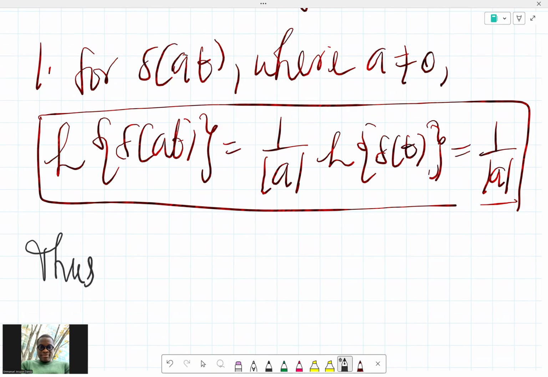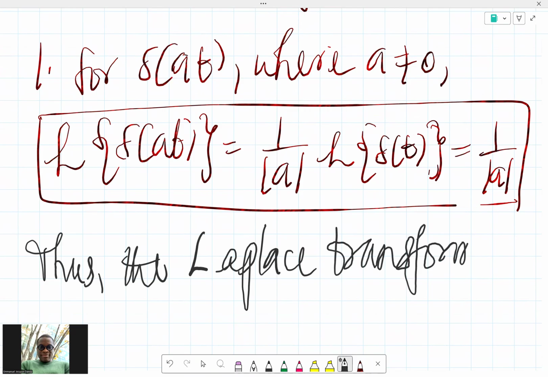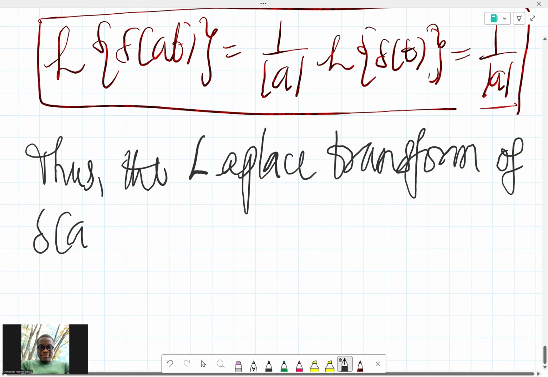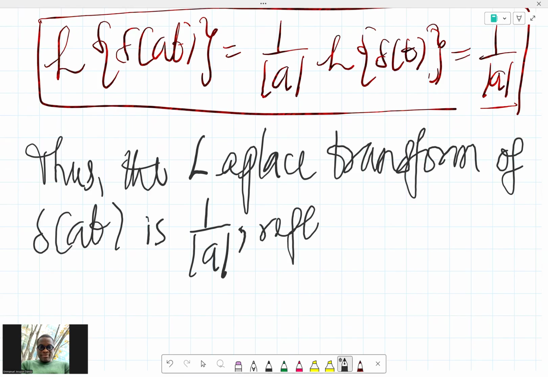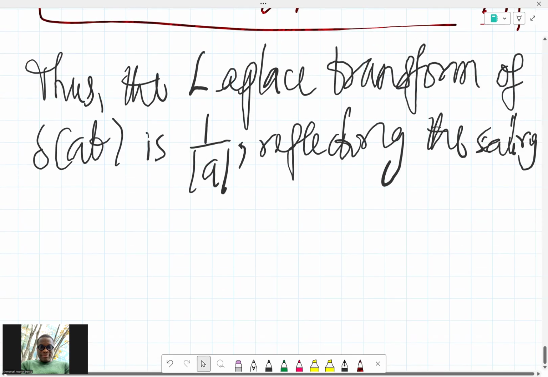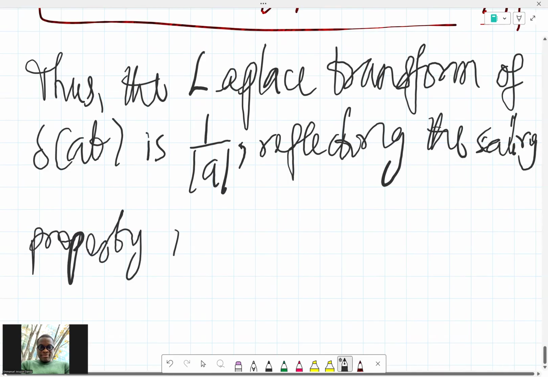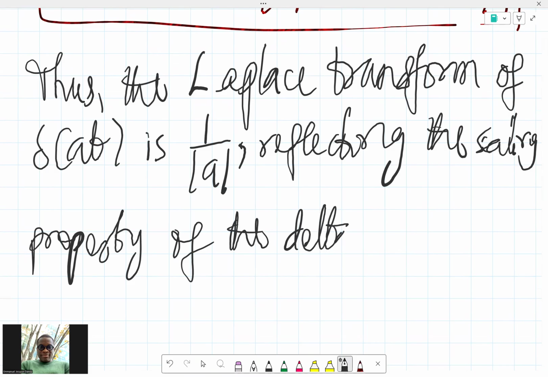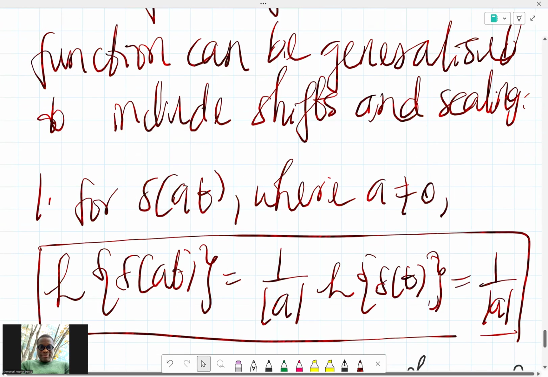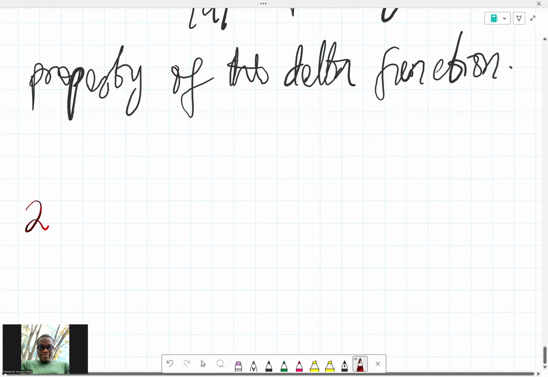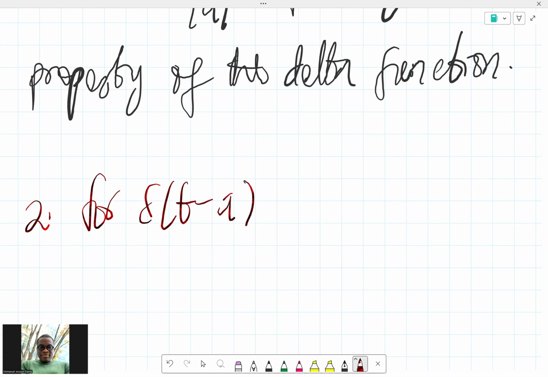Thus, the Laplace transform of delta of at is 1 over the absolute value of a, reflecting the scaling property of the delta function. Okay, that's one. Then two, we say that for delta of t minus a, the shift is incorporated.